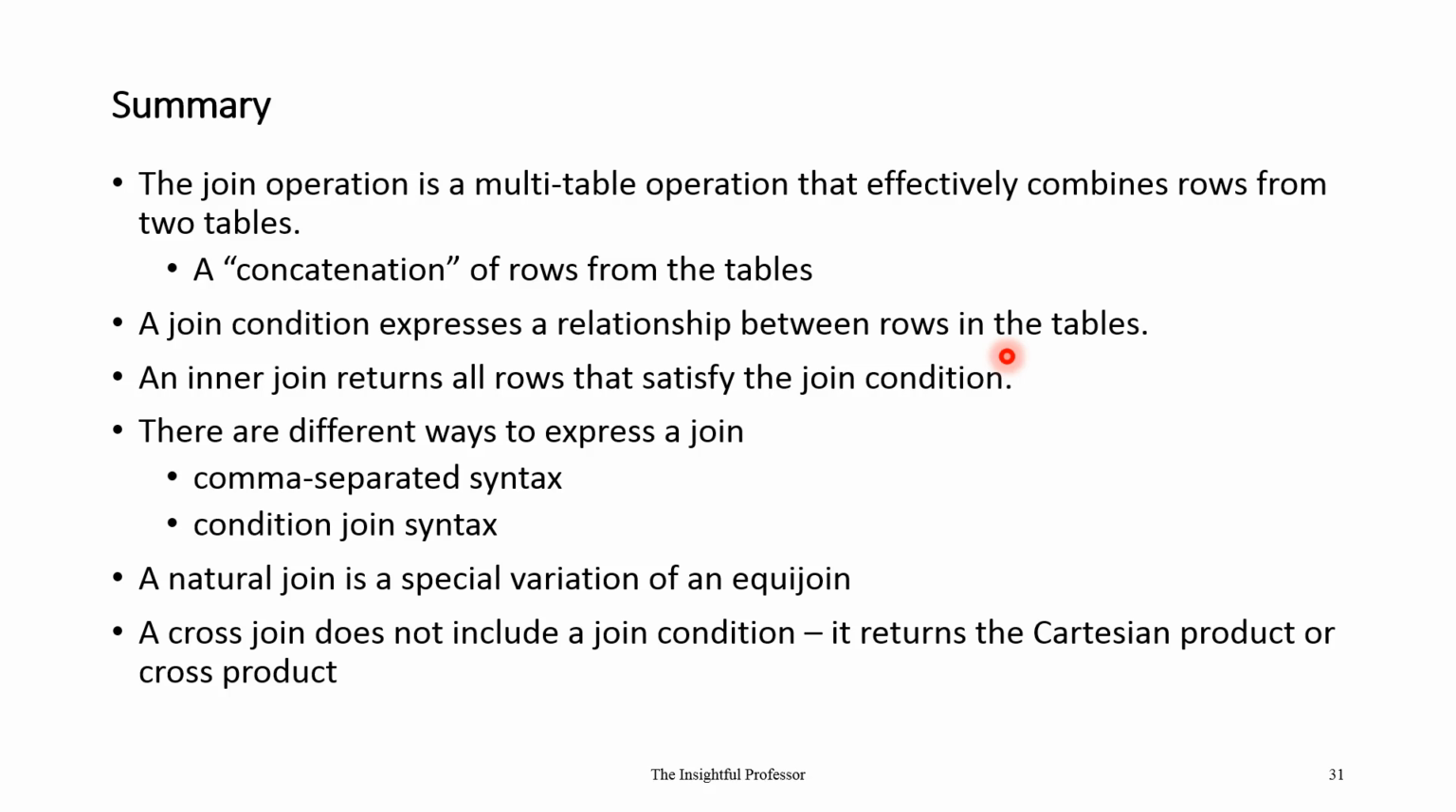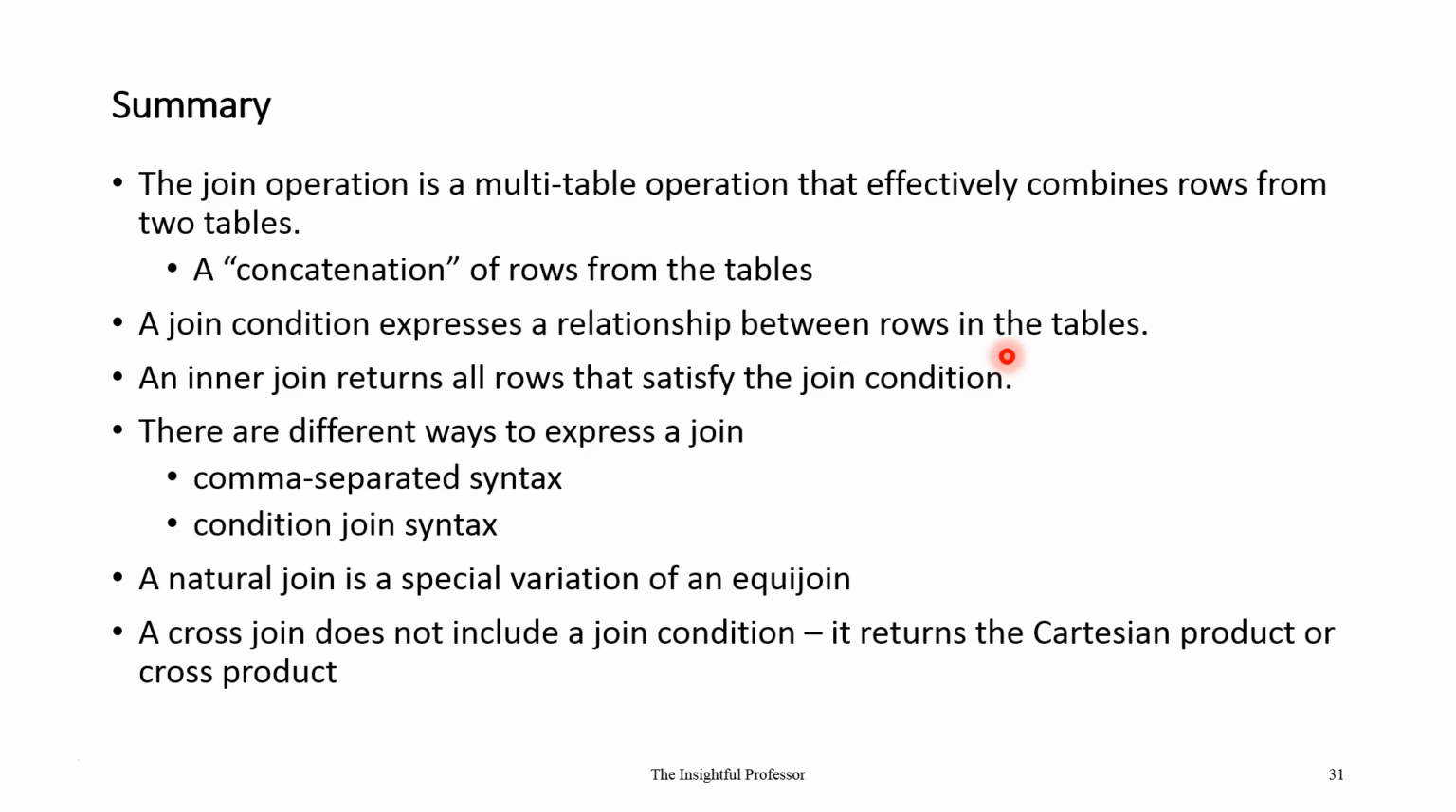Okay. An inner join returns all rows that satisfy the join condition, but again, it's not necessarily every row in a table, only the rows which satisfy or meet that join condition. There are different ways to express a join. Again, alternative syntax. We looked at comma separated and also condition join. We said the real difference here is simply syntax. You're not getting any different functionality or behavior. That will be a little bit different later on when we talk about the idea of outer join.